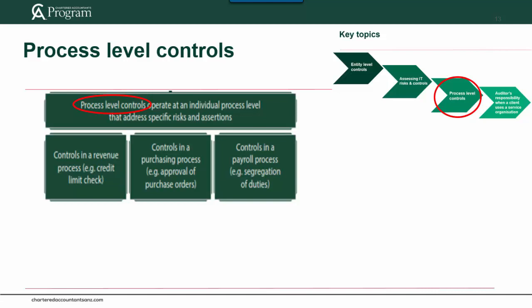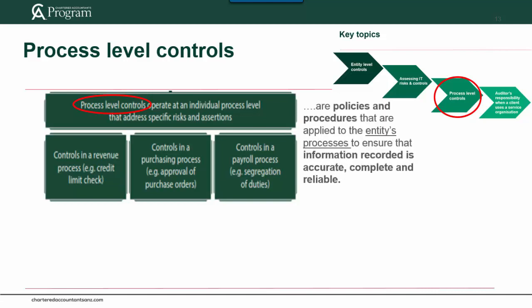Process level controls are policies and procedures designed by management that are applied to the entity's processes to ensure that information recorded is accurate, complete, and reliable. Remember, the auditor's focus is on obtaining an understanding of controls relevant to the audit. The auditor first identifies the business processes of the entity, e.g. sales process or payroll process, and how transactions flow through the information system, including the specific IT applications used by the entity.